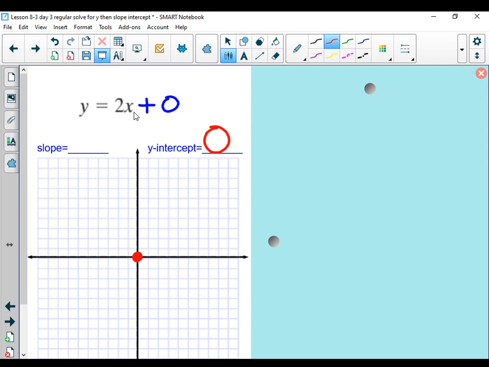Do you remember how? Bryn? Put 1 under the 2. So what does that mean? Rise 2, run 1. Nice! That is our slope. Rise 2, run 1. Rise 2, run 1.